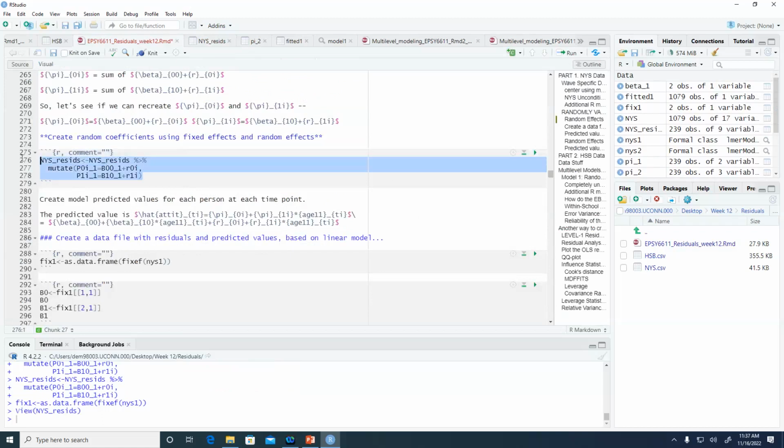Okay, so here in NYS residuals, I'm literally creating their randomly varying coefficients by taking beta, like we were talking about earlier. I take the beta plus the random effect and the beta plus the random effect. So I create two new variables. I use capital P's there just to switch from the random effects that have the small p's. But if you go back to the data file, here it is.